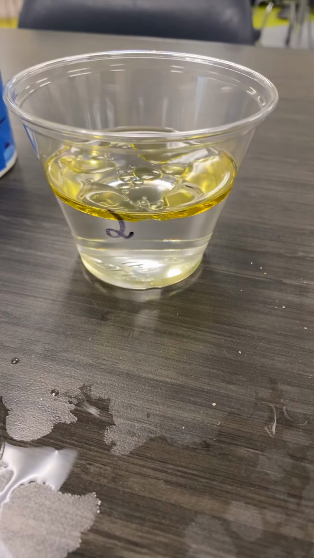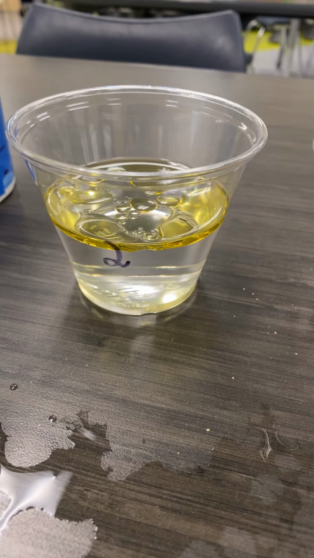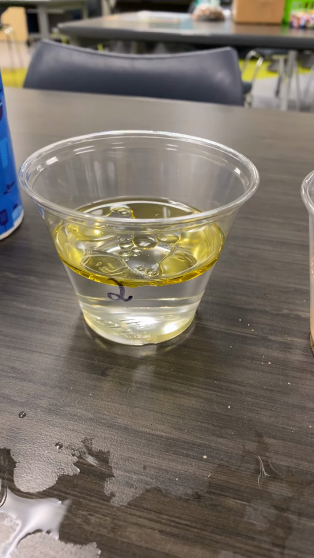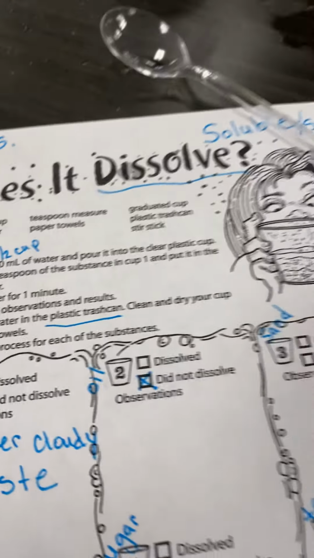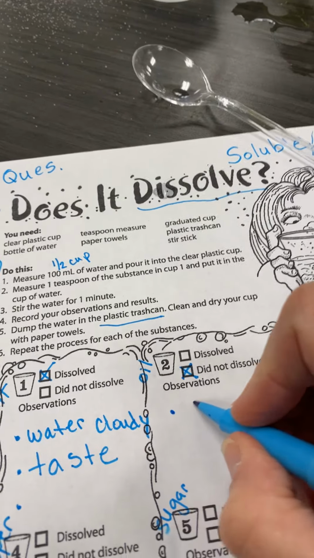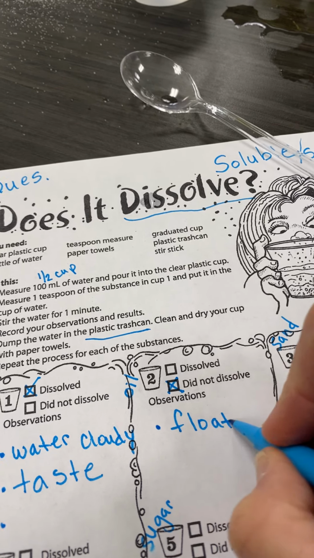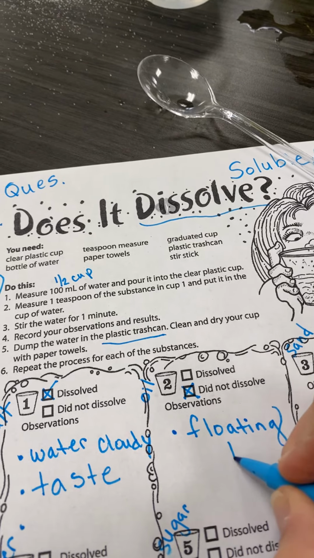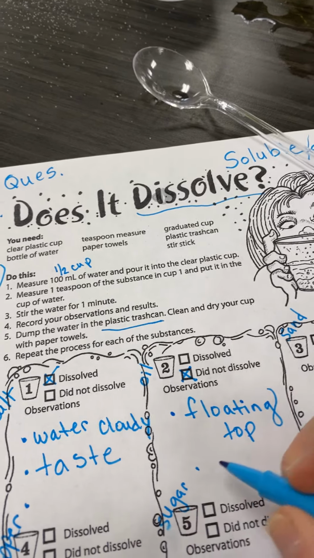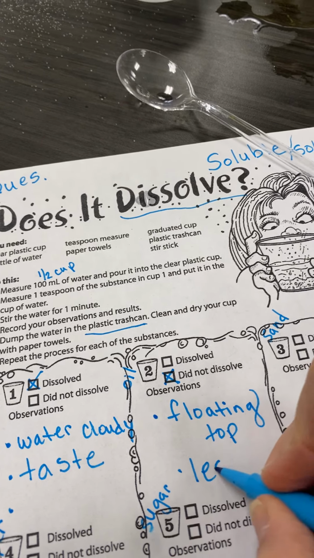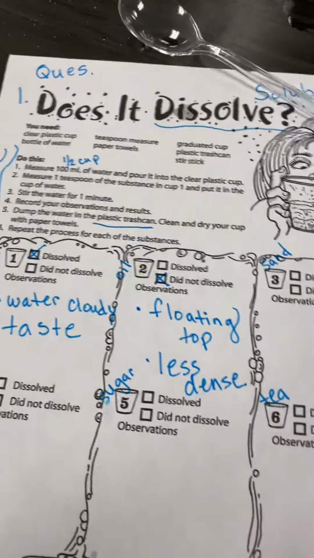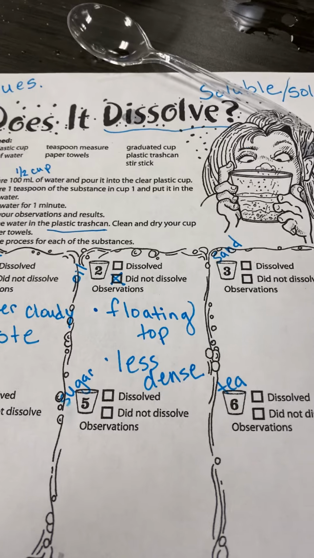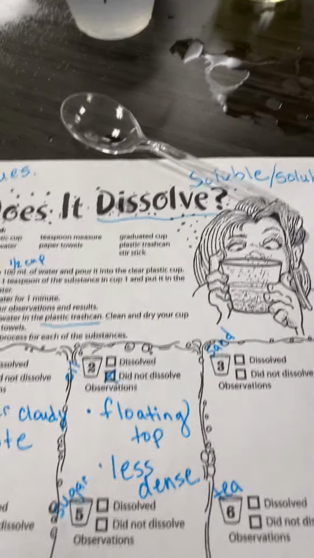All right, so number 2 was the oil. Even after I stirred my oil for a minute, oil is less dense. It does not evenly mix with the water. Okay, so I see that the oil is floating on top, and I know that it has the property, oil is less dense. So it's really important to write down the properties that we have already learned about the substances.